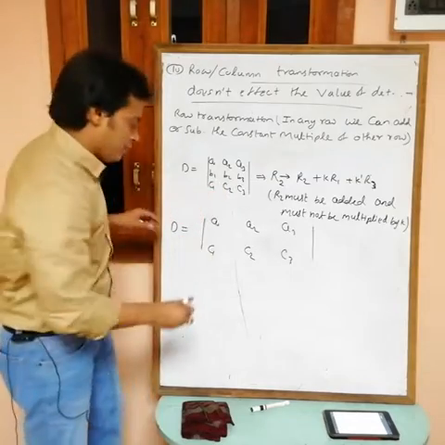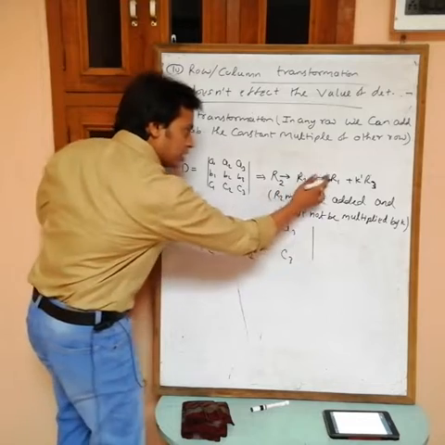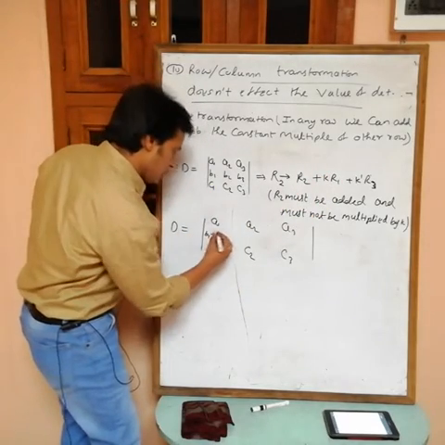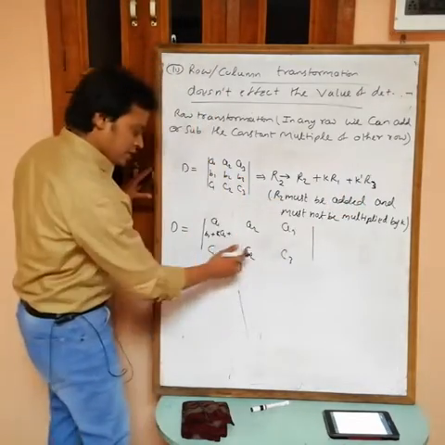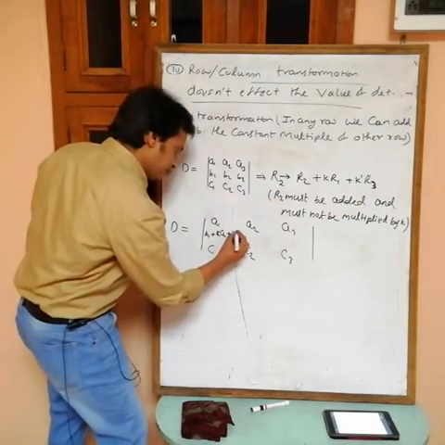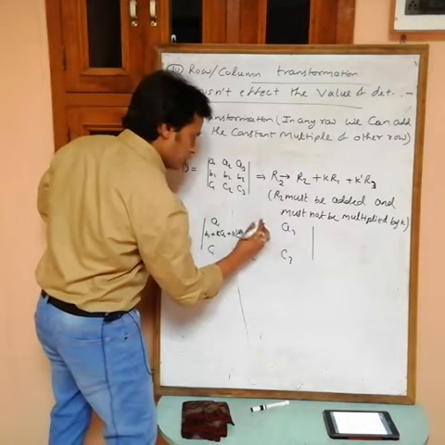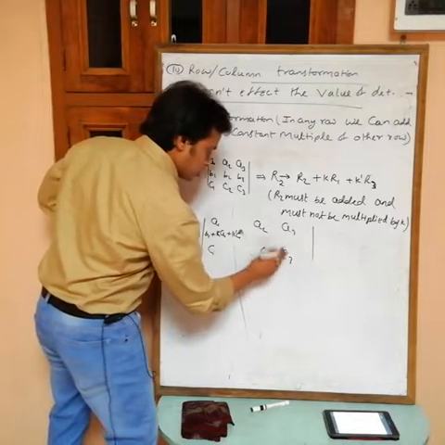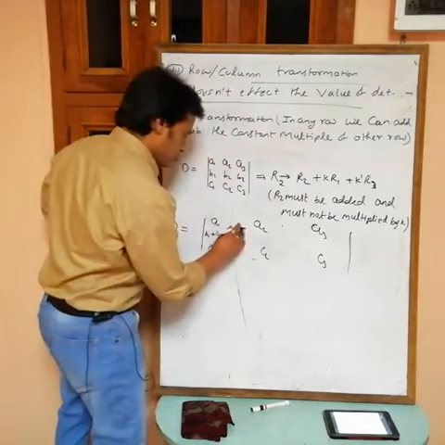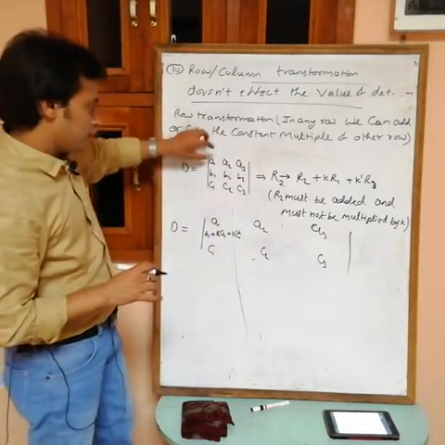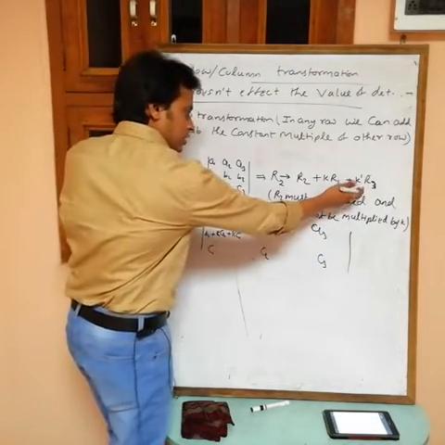Now take the corresponding elements. The first one is B1. In B1 we add k into R1's element, k A1, plus k dash into R3's element, which is C1. Like this, here A2, this is C2, A3 and C3. Multiply this one with k and add, multiply this one with k dash and add.